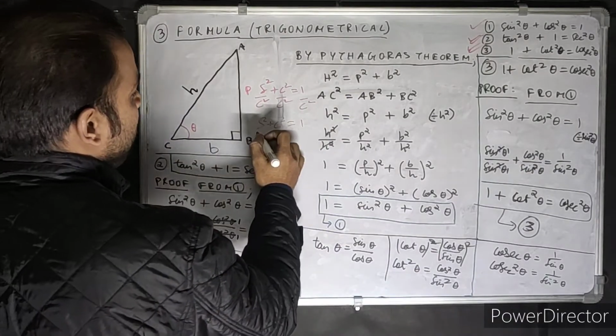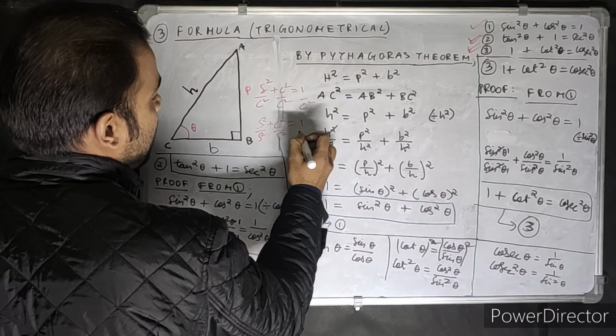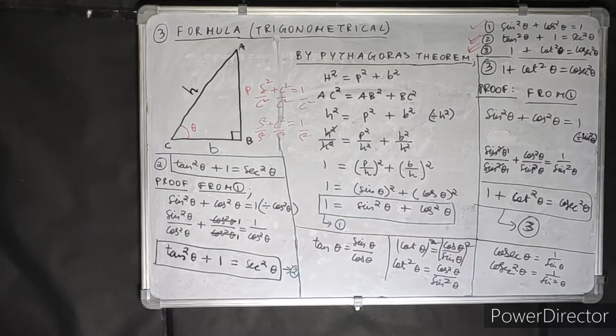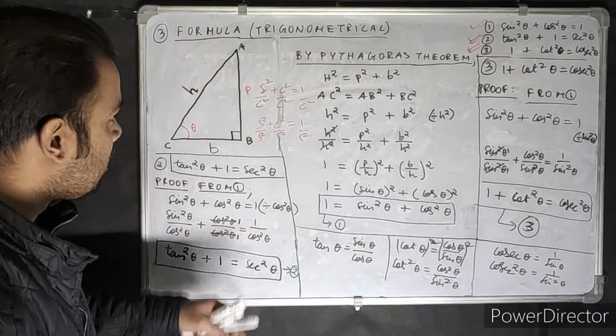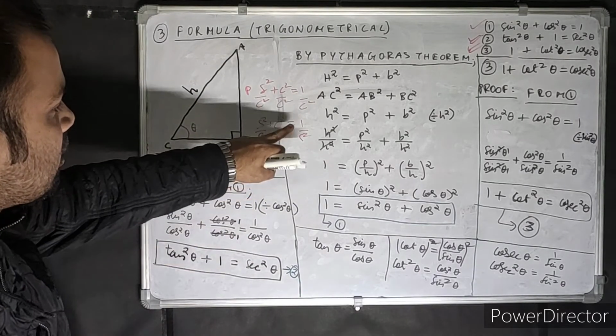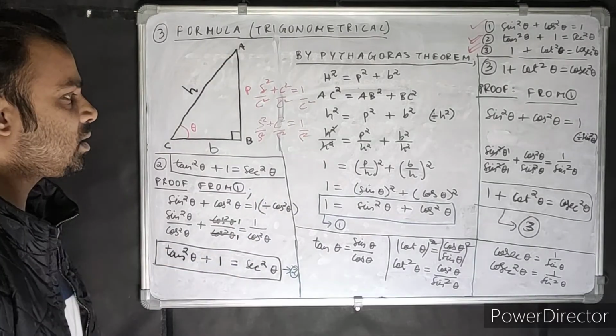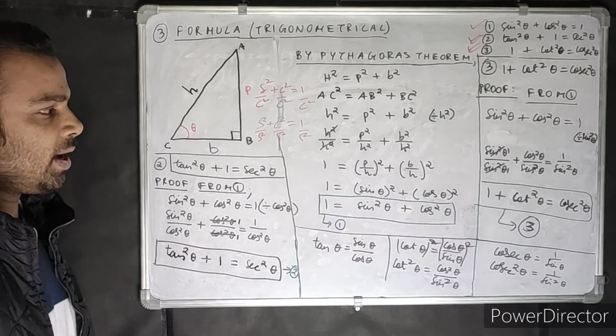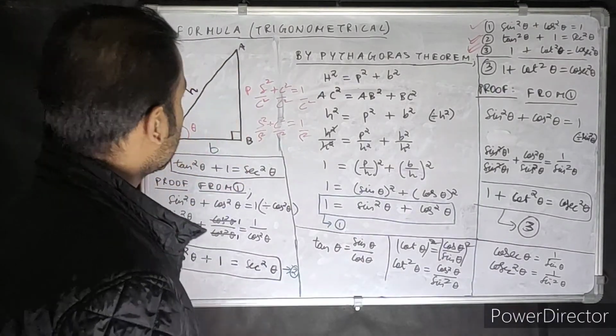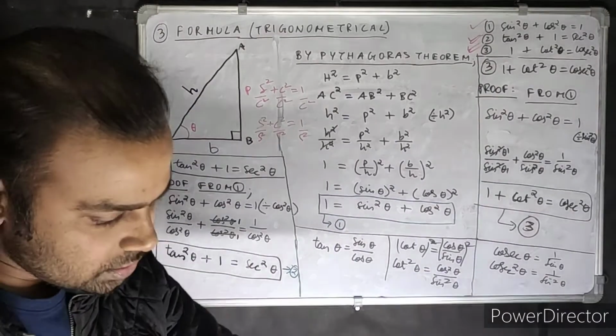Again, if you want to divide by s squared, so write s squared, s squared, s squared. Okay, and then understand what this is. This is 1 by cos, this is 1 by sine. So that's how you can do it. Okay, take this down.